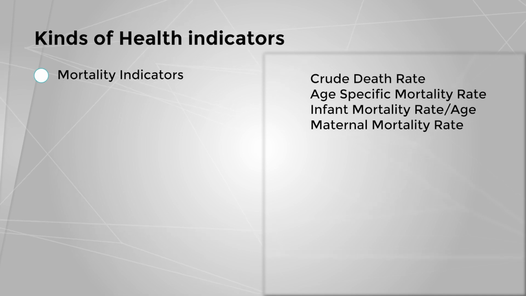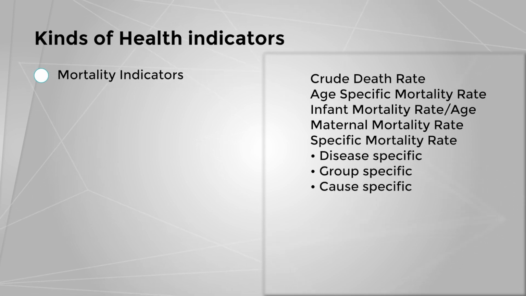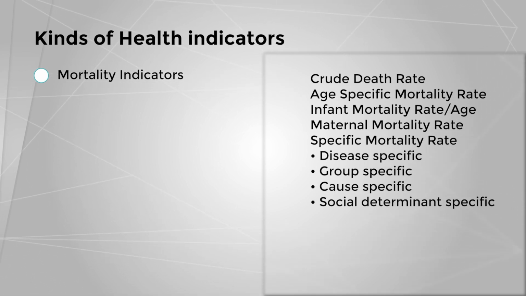Maternal mortality ratio. This indicator indirectly estimates the risk of women dying from pregnancy related deaths. It reflects the access to services and quality of care provided to a woman during pregnancy and childbirth. Since most of these deaths are preventable with effective policies, maternal mortality ratio is an important indicator used to improve health services. The measures of mortality can be disease specific, group specific, cause specific, and social determinant specific.